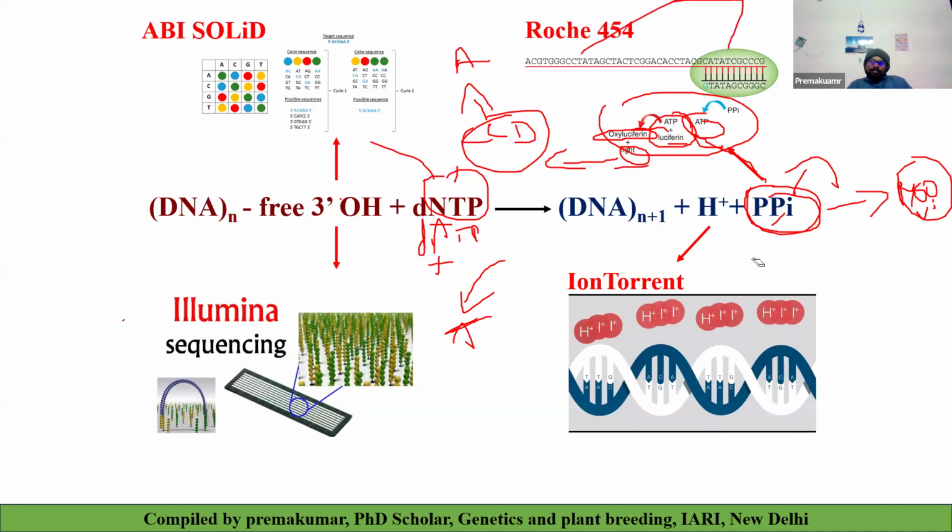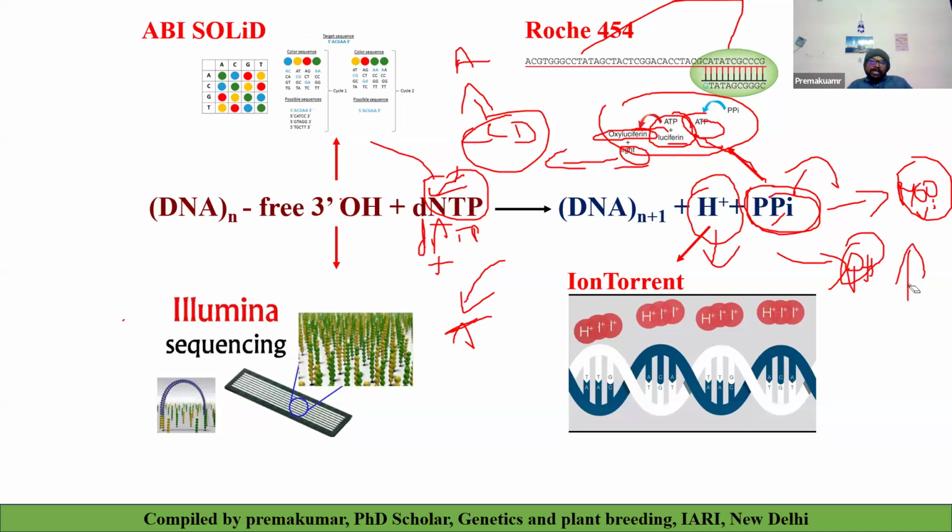Then, in some other companies, they use the fact that whenever dNTPs are added, there is a release of H plus ion. This H plus ion is directly related to pH. Whenever H plus is added to the solution, then definitely pH will increase or decrease.